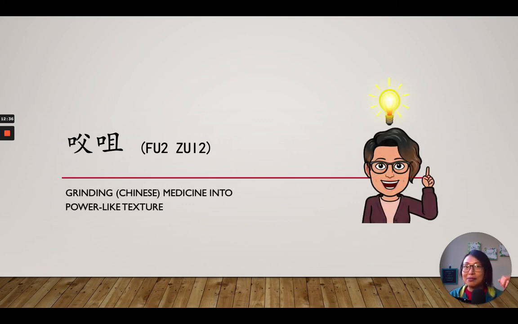You know, Chinese medicine, they sometimes are like plants, or they could be some kind of natural things that you can find in the nature. And people who have to make it into a medicine, they have to grind it into like a powder. And this action is called 苦嘴.